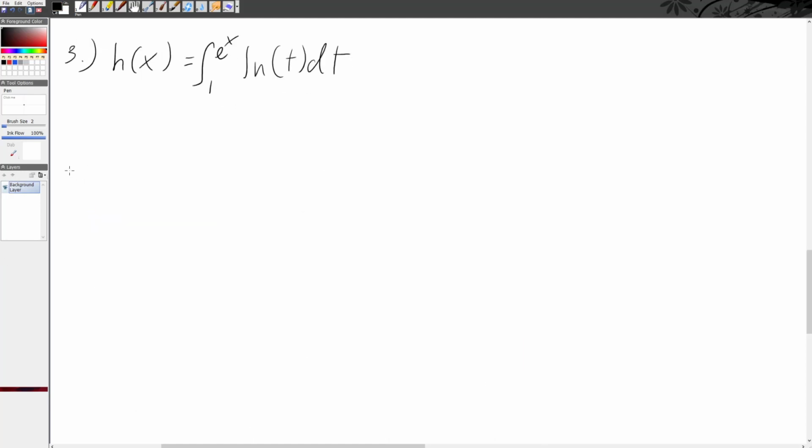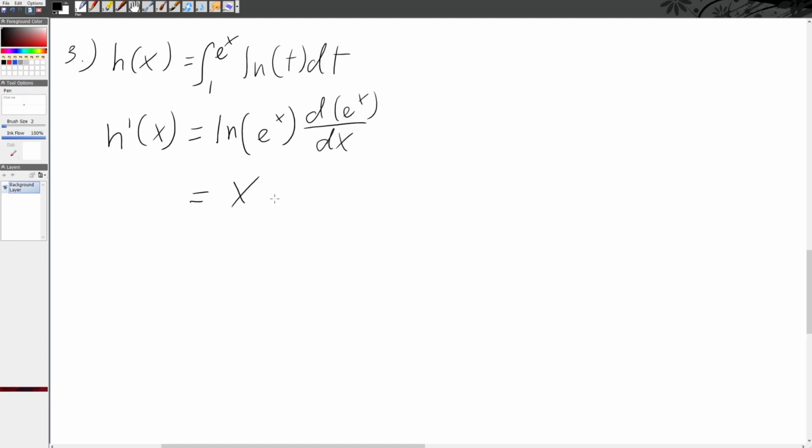Okay, so we want to find h prime. The fundamental theorem of calculus says that we can take just the inner function, replace it with the upper limit of integration, and then take the derivative of the upper limit of integration, because in this case it's not just x. And even if it was x, if you take the derivative of x, that's going to give you just 1. So it really doesn't matter. In this case, the natural log and the e cancel out. The derivative of e to the x is still e to the x. And that's the solution.